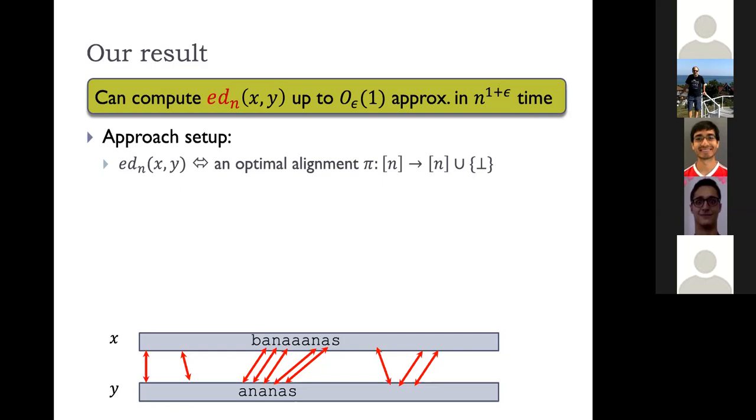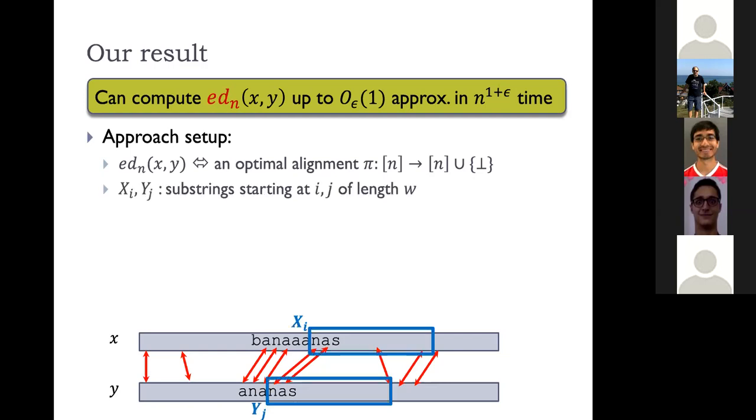Okay, so here is one thing that many of these works now do, which is basically consider substrings. Substrings of length w. We'll call them capital Xi and capital Yj. These are substrings starting at position i and j of length w. You should think of w as being relatively large, something like n to the 1 minus epsilon, or root n if you want. And jumping ahead, this will be some kind of recursion, right? We will recurse and try to reduce to computing edit distance on strings of length w. Okay.